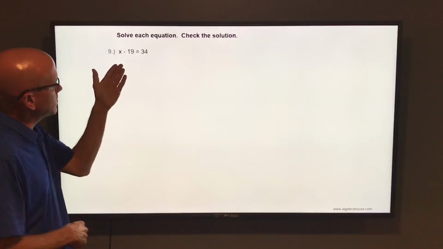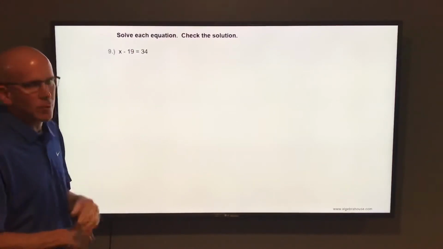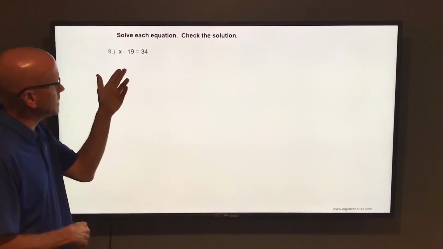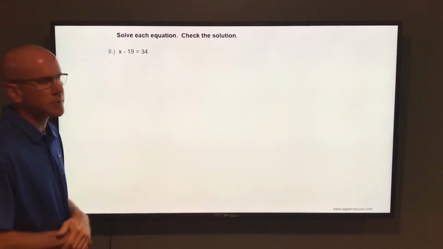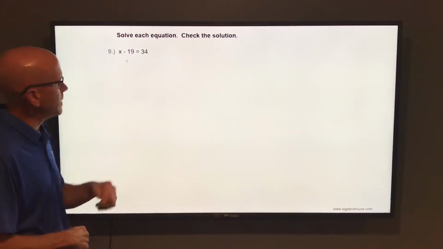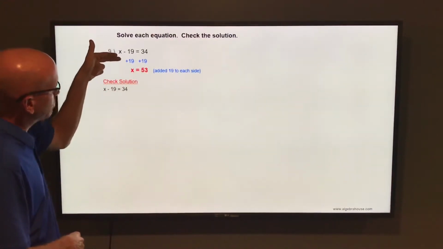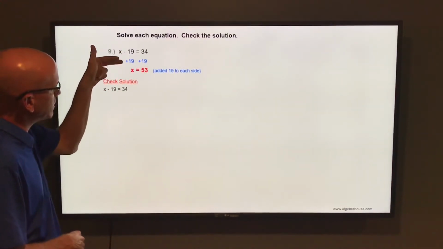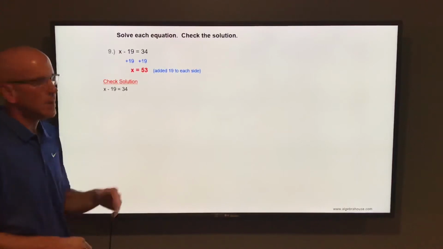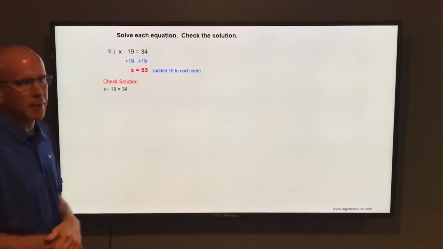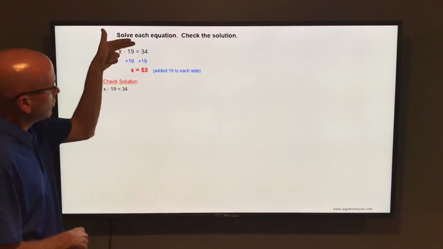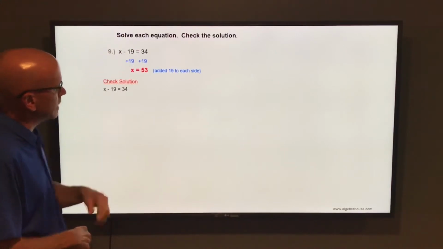So to move that 19 to the other side, you have to do the opposite of what's going on right now. It's subtracting 19, so the opposite of subtracting, of course, is adding. We're going to add 19 to each side. If you add 19 to each side, on the left side, that's what's important, the 19 and the negative 19 cancel each other out. You're left with x. That's what you want to have happen, is you want to get the x by itself. On the right side, 34 plus 19, that is 53.